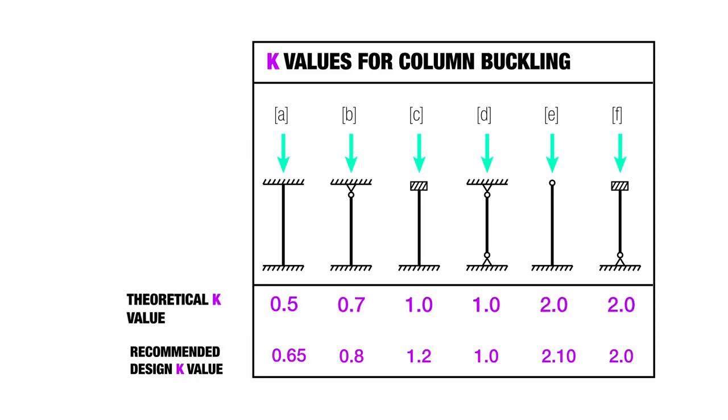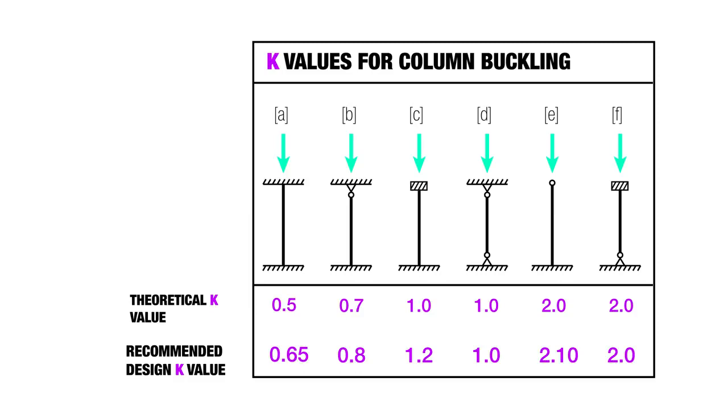So the theoretical K value can pretty much work if we're talking about something like steel that's pretty consistent, maybe even concrete that's pretty consistent, but wood is kind of weird. It's got knots and it's got wanes and checks and cups, and no piece of wood is perfect. No two are the same. So in some of these situations, we're going to have a slightly larger recommended K value for wood.